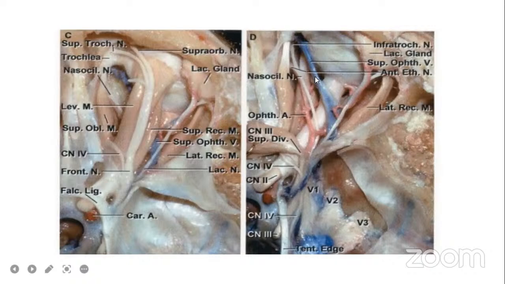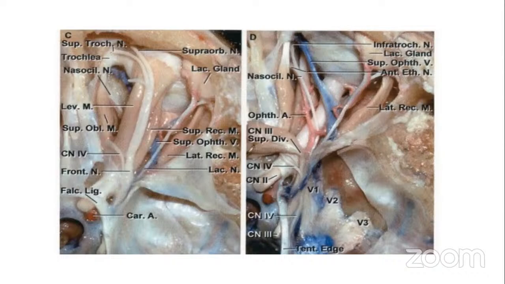This exposes the superior ophthalmic vein, ophthalmic artery, and also the nasociliary nerves as they pass above the optic nerve. So here is the ophthalmic artery, nasociliary nerve, and superior ophthalmic vein.